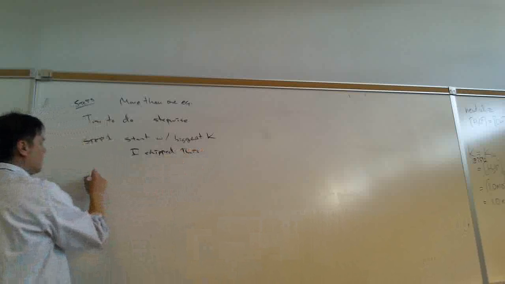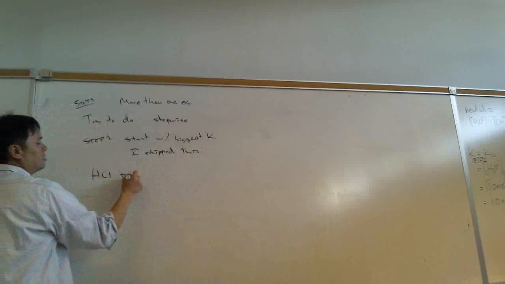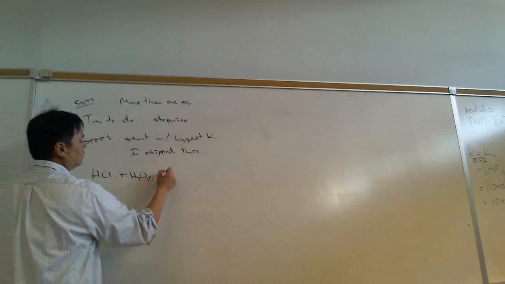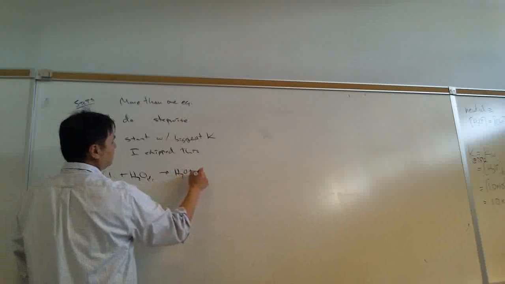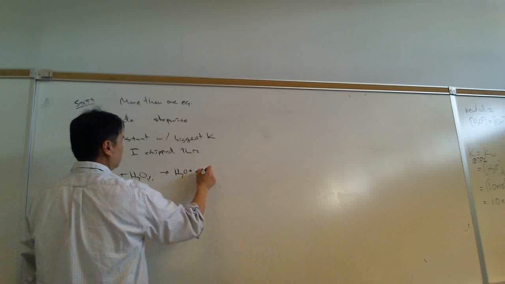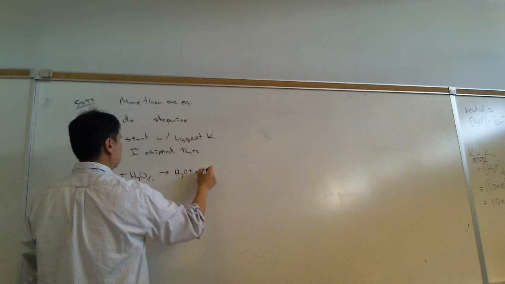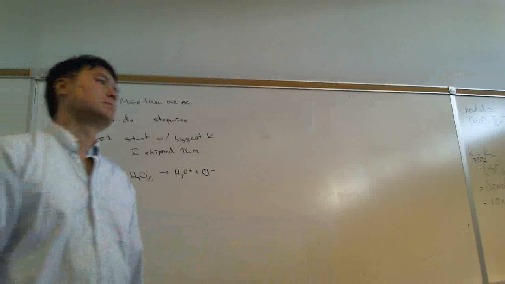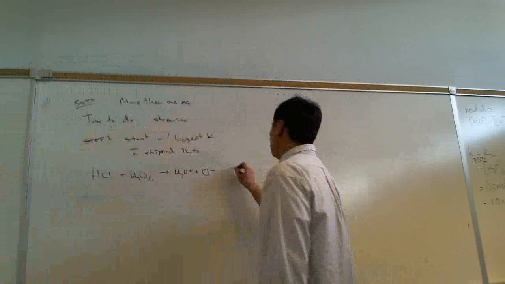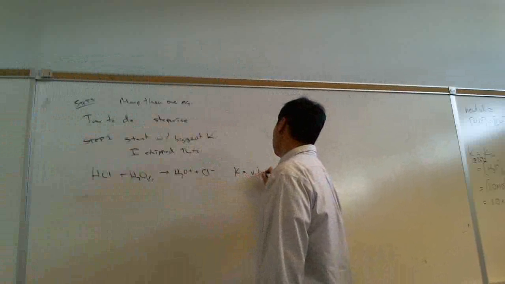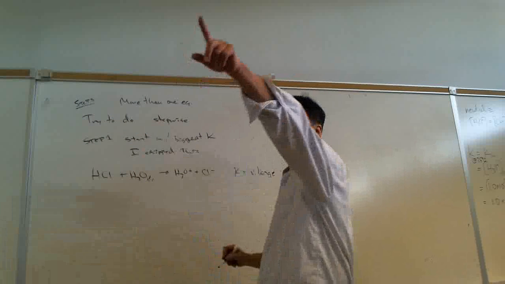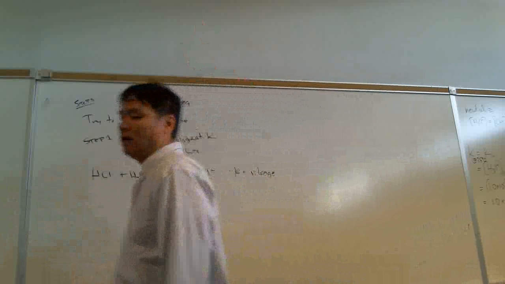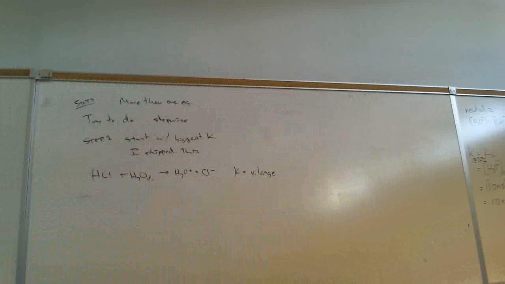But starting with the biggest K is this: HCl plus H2O liquid goes to H3O plus and Cl minus. K for this, when we look it up in the book or on the table, it's very large. And so this is just hydrolysis or ionization of water. And take a look at the acid chart over here.